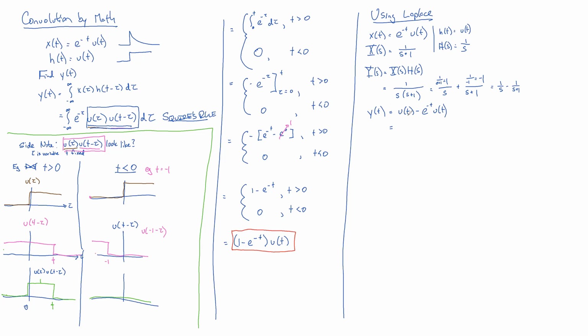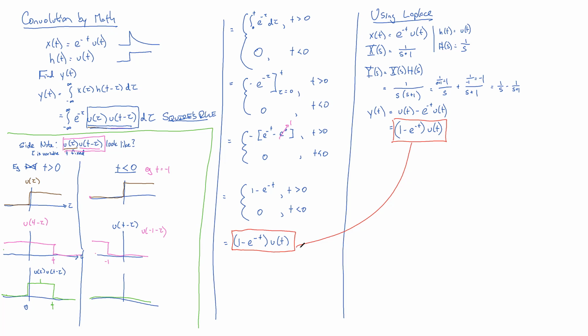And of course, we can factor the u of t's out just to make it 1 minus e to the minus t, times u of t. So two ways to do it. Exact same answer. Which would you rather do? The second one. Yeah, holy cow. So that's why we choose this whole Laplace method, because it's so much easier than convolution.